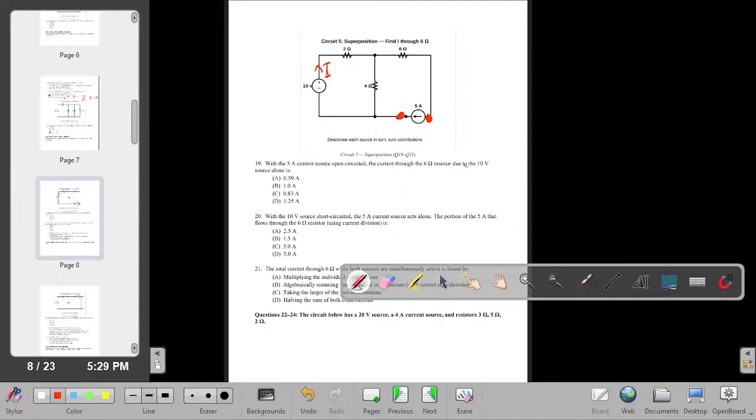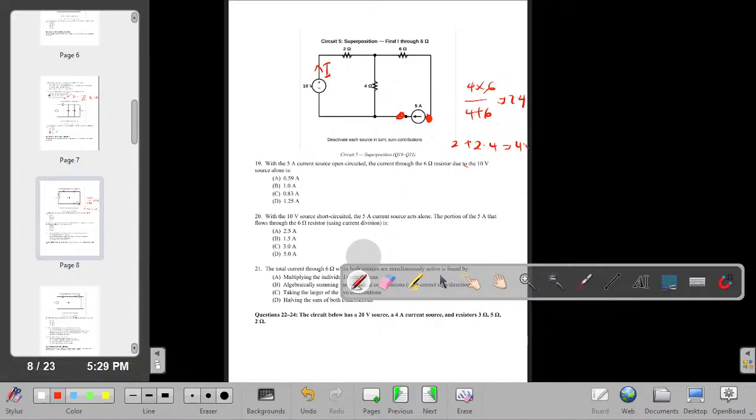Okay, so let's see. We are going to get 4 times 6 over 4 plus 6, and that gives us 2.4 for the parallel connection of this and this. It should be in series with the 2. Therefore, my total resistance becomes 2 plus 2.4, and that is equal to 4.4.